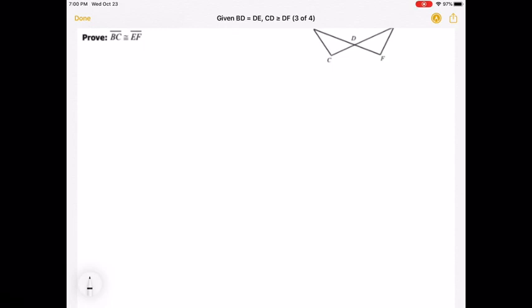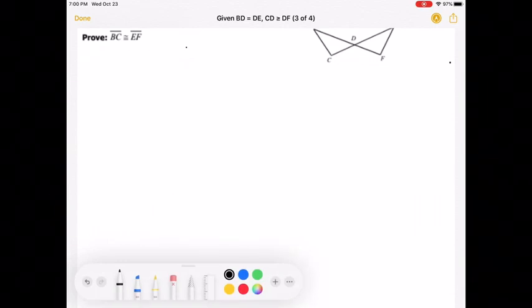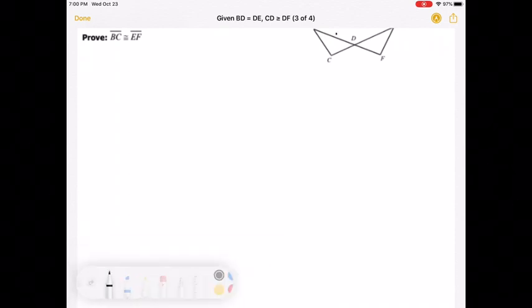Question 2, or proof 2. Again, start off by marking the information that they give you here. Mine's not going away. I can't see this very well. So they said that BD, which is right here, is congruent to DE. So I'm marking those. CD is congruent to DF.